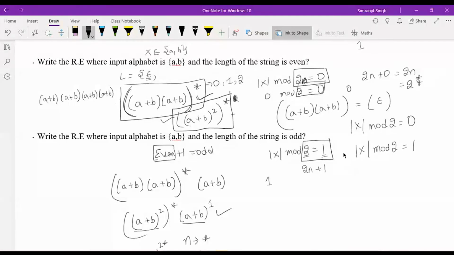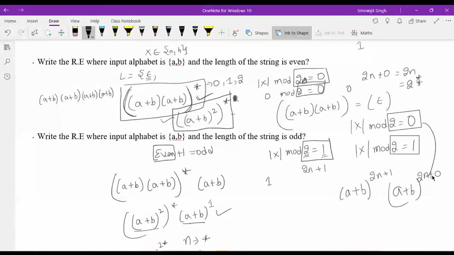Okay, so if you clearly see the pattern here, the pattern was (a plus b) raised to power 2n plus 1. So the pattern is already in it. If you clearly see the pattern of this, it was (a plus b) raised to power 2n plus 0. Okay, so 2n plus 0 is one and the same thing as 2n. So n here is your star, so replace this n with star, and you will get the same thing.